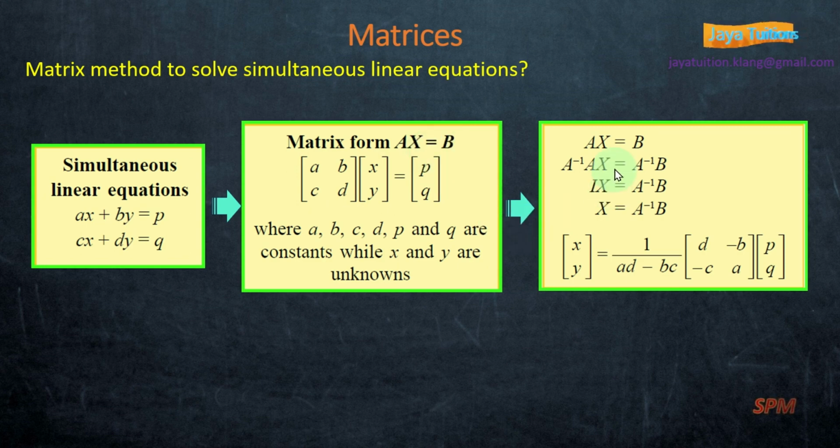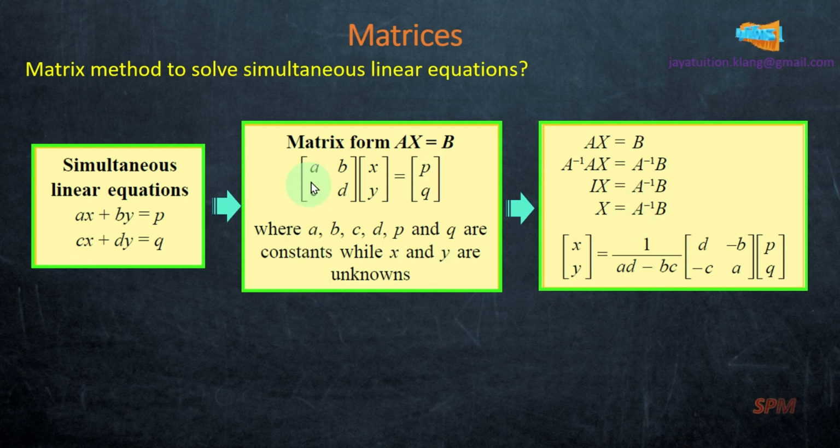Further to that, since AX is equal to B, you pre-multiply both sides with A inverse. You are pre-multiplying, so you have to pre-multiply B as well. So A inverse into A is I, and A inverse remains here itself. So the value of X will become equal to A inverse times B. Your work is now to find A inverse.